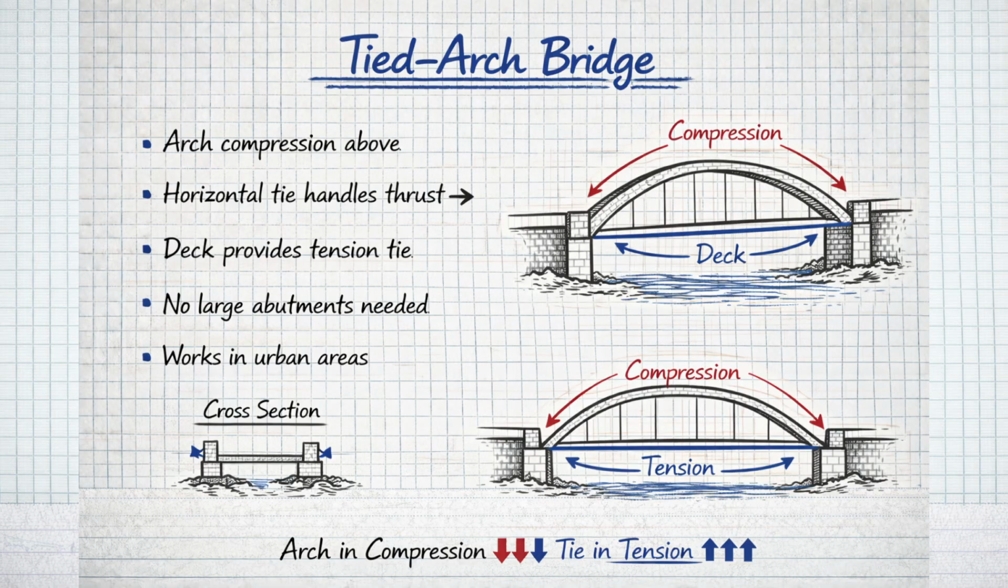7. Tied arch bridge. A tied arch bridge has an arch above the deck and a horizontal tie beam below. The tie prevents the arch from pushing outward on the abutments. The arch carries compression while the deck acts as a tension tie. This design is useful when strong abutments are not available.